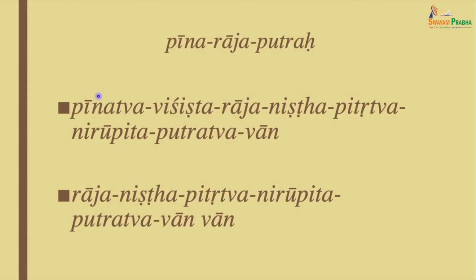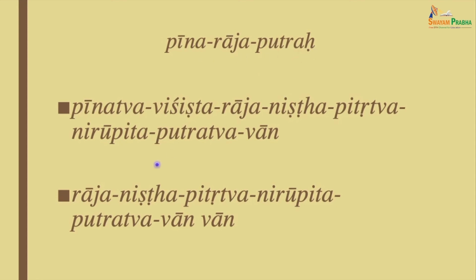Yes, we could. For example, take a famous ambiguity, stout major's wife. It is ambiguous because it could either mean that the major is stout and we are talking about his wife, or it could mean that there is a major and we are talking about his stout wife, right? Now, this is ambiguous. How do we deal with ambiguity? We can either say Pinatva Vishishta Raja Nishtha Pitritva Nirupita Putratvavan. So this is disambiguation of Pina Rajaputraha, fat king son, right? Fat prince. But basically, prince will not do.